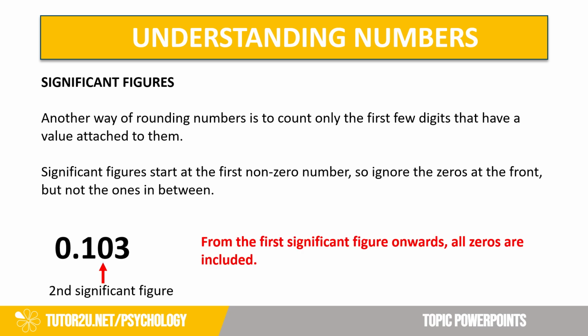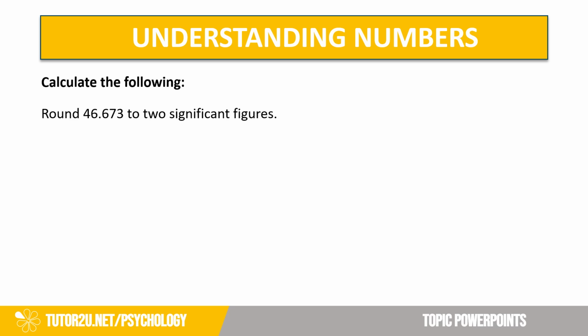So again, just to exaggerate that, from the first significant figure onwards, all zeros are included. So we can see here with 0.103, the first significant figure is 1, and yes, even though the next one is 0, that's still the next significant figure.